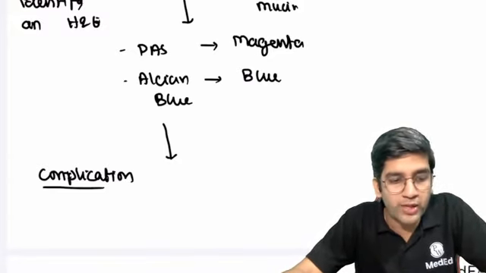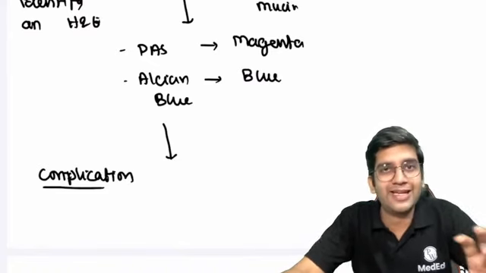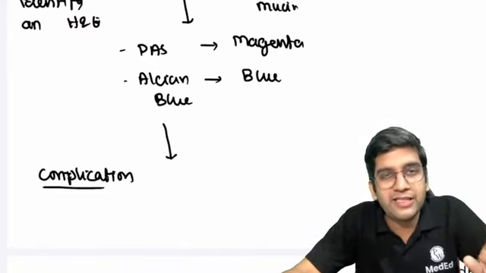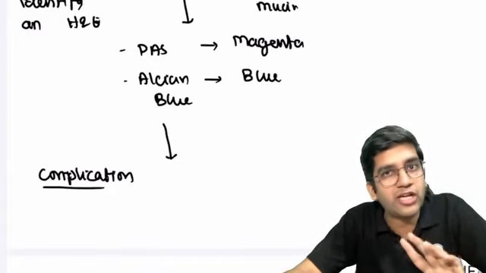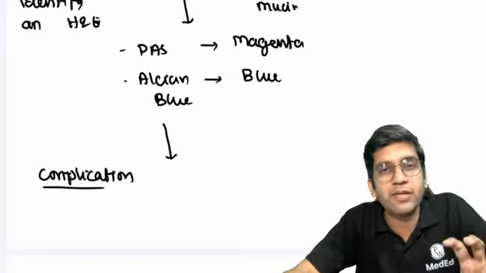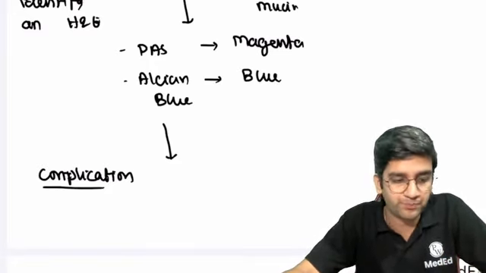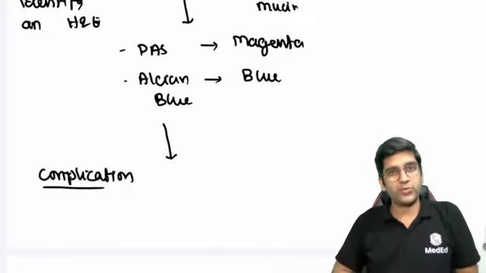Why this stain might not affect my epithelium is because in a goblet cell, the entire epithelium is filled with mucin. It will not affect the nucleus. It will have the same color. Only when there is mucin, it becomes magenta. Only when there is mucin, it becomes blue in color. Fine. Okay.